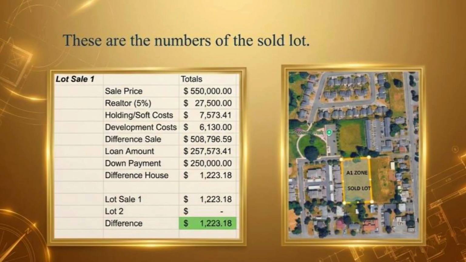So that gave me a total cost of $508,796. I had a loan amount of $257, and I had my down payment. So after I paid both of those back, I was able to make $1,223.18 on this project. Now, you're thinking, Joe, why would you risk all of that money and go through all of that trouble to make $1,223.18? I'll tell you what, it's simple.